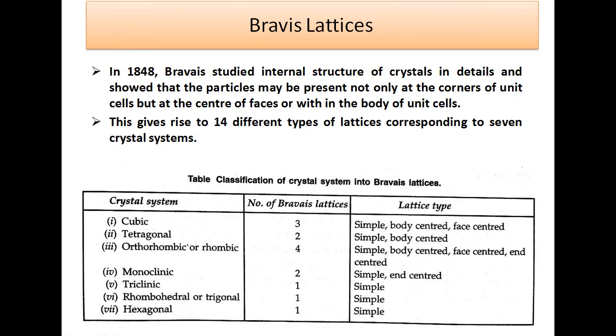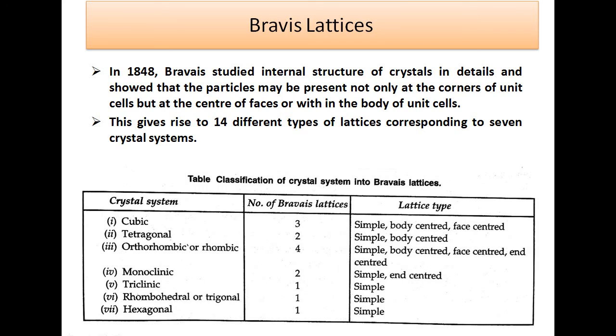Now, Bravais lattices. In 1848, Bravais studied the internal structure of crystals in detail and showed that particles may be present not only at the corners of the unit cell but also at the center of the faces or within the body of the unit cell. On this basis, he suggested that these 7 crystal systems can have variations that give rise to 14 different types of lattices, known as Bravais lattices.